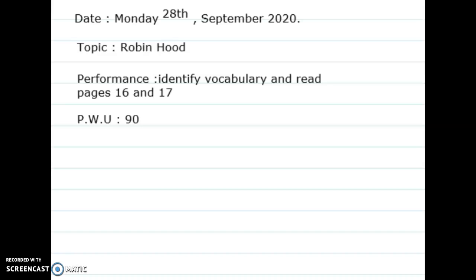Topic: Robin Hood. Performance identified, vocabulary, and read pages 16 and 17. Pedagogical Word Unit number 19. Today I give you the vocabulary and you need to read along and understand the story. Les voy a mostrar el vocabulario de las páginas 16 y 17 y además les adjunto el audio para que ustedes mismos puedan entender el cuento. Okay, start.